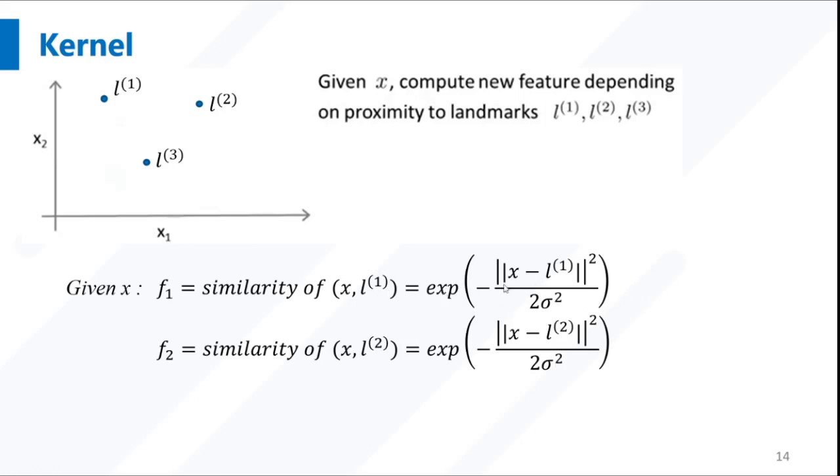So the mathematical equation is like this one: e to the power minus the absolute value of the distance between x and L1, squared, divided by 2 sigma square. x is a given value and L1 is our new vector or landmark. Sigma is a constant. Similarly, f2 is another feature, called the similarity of x and L2. By the term similarity, it means how close x is to L. In this case x with L1, and in this case x with L2.